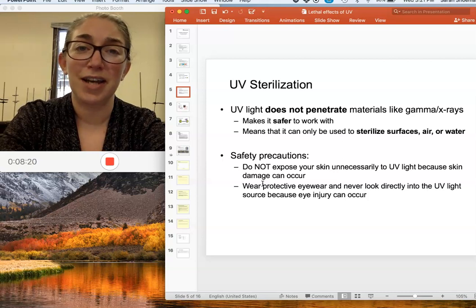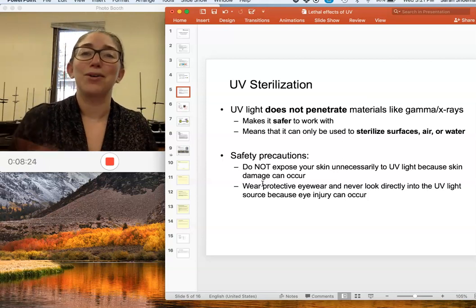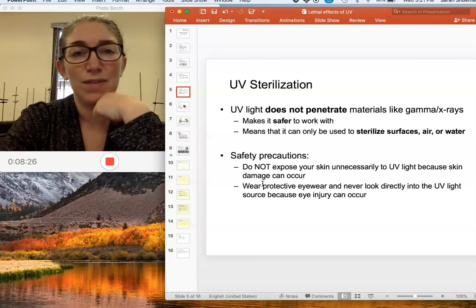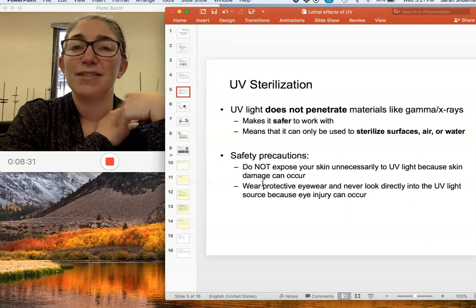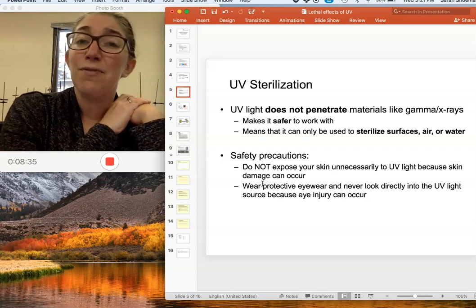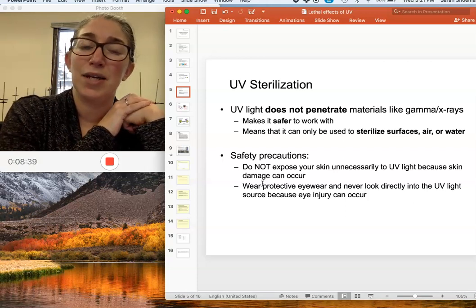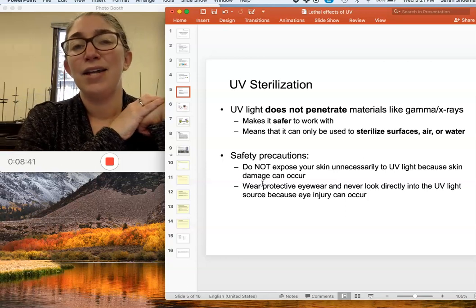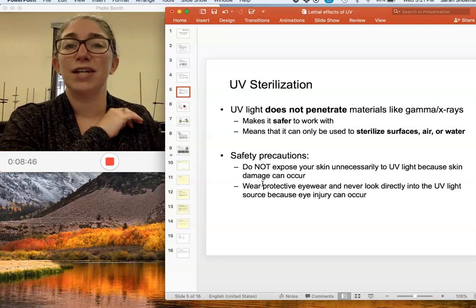Wearing a shirt protects you from UV radiation outside. Wearing a thin layer of chemicals, sunscreen, protects you from UV radiation. And if you're not protected, it's really only the skin that's damaged, that surface organ on your body. So it's safer to work with than X-rays and gamma, because it doesn't penetrate. But the downside of that is it can only sterilize surfaces, surface areas.